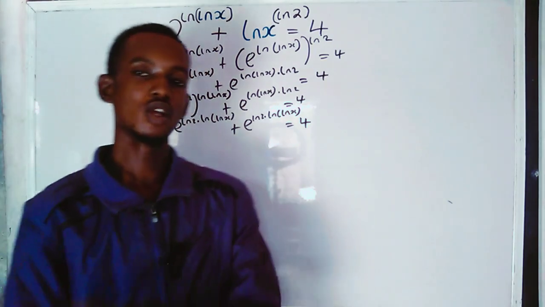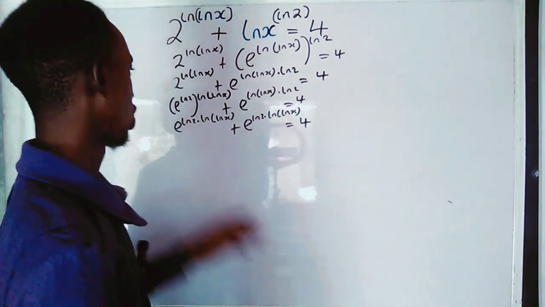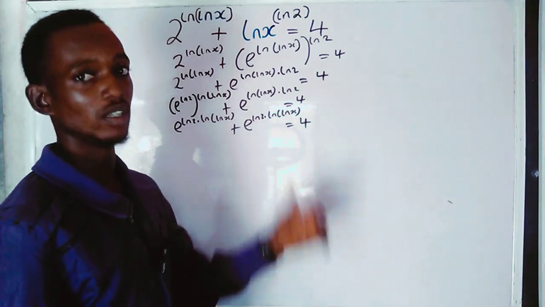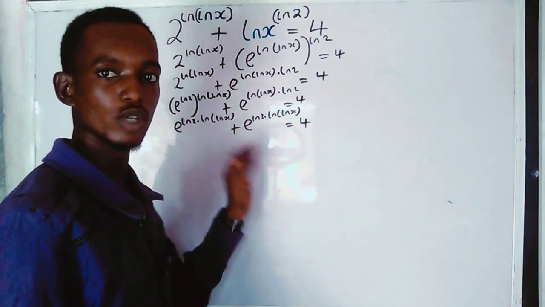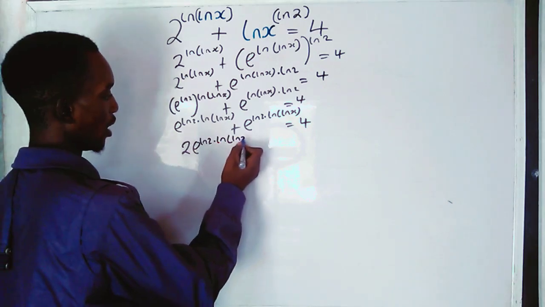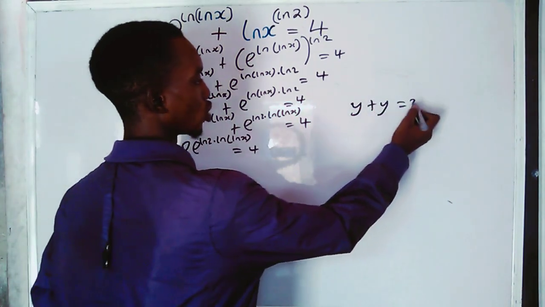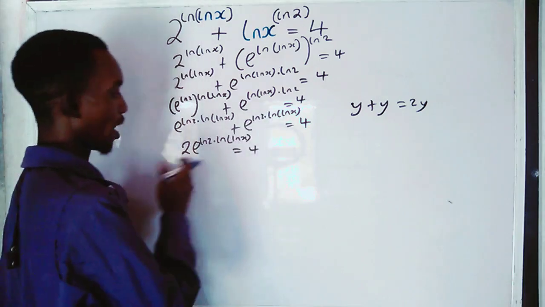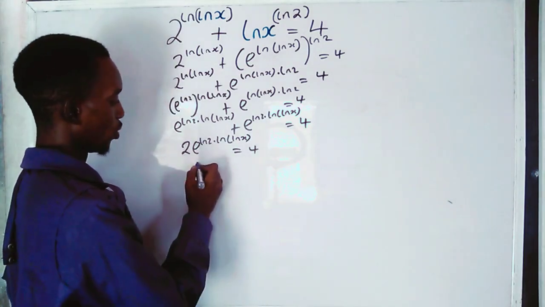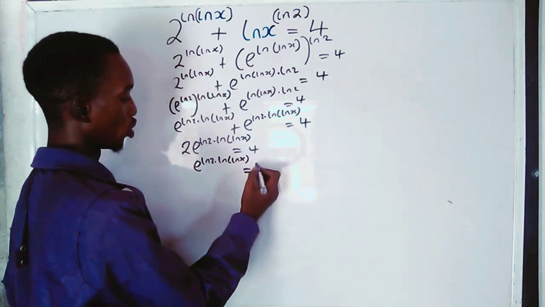Step 3 is to simplify this exponential equation. Now, how do you simplify the exponential equation? Look at these two. They are exactly the same. e raised to the power ln 2 ln x, e raised to the power ln 2 ln x. Because they are the same, when we add them together, we have 2 e raised to the power ln 2 times ln x equals 4. This is just like saying we have y plus y equals 2y, because they're exactly the same. So that's why we have two of this. What we do next is divide both sides by 2. Then we have e raised to the power ln 2 times ln x equals 4 divided by 2, which will give us what?